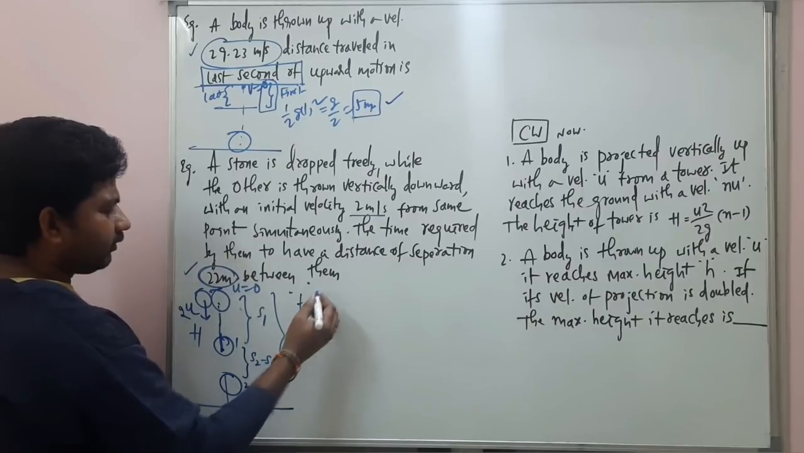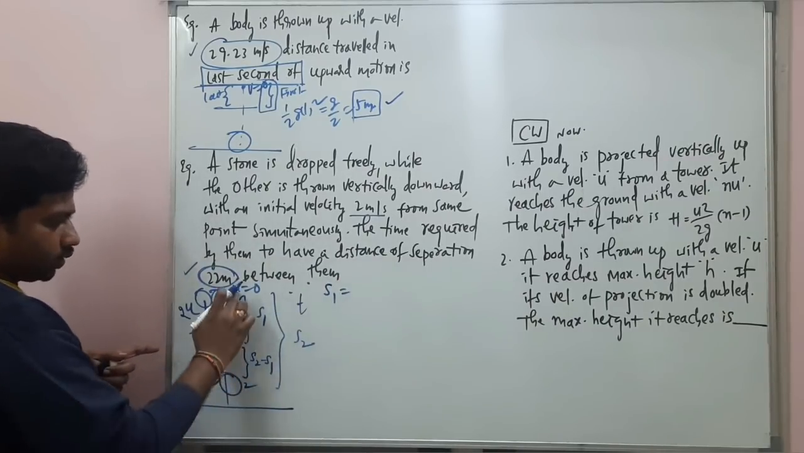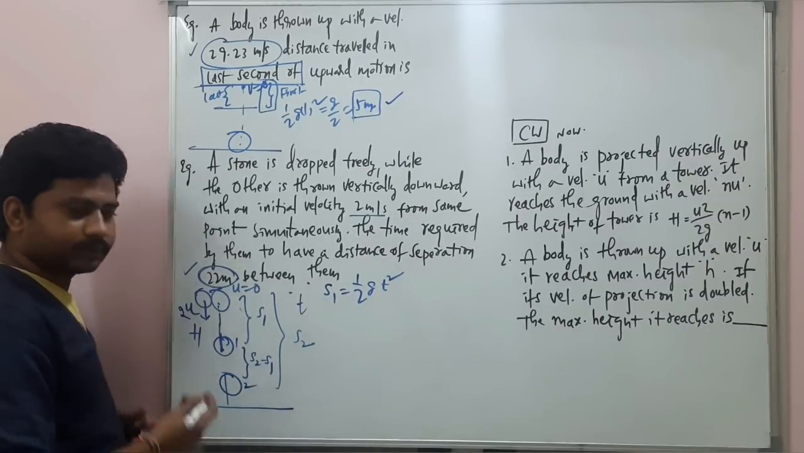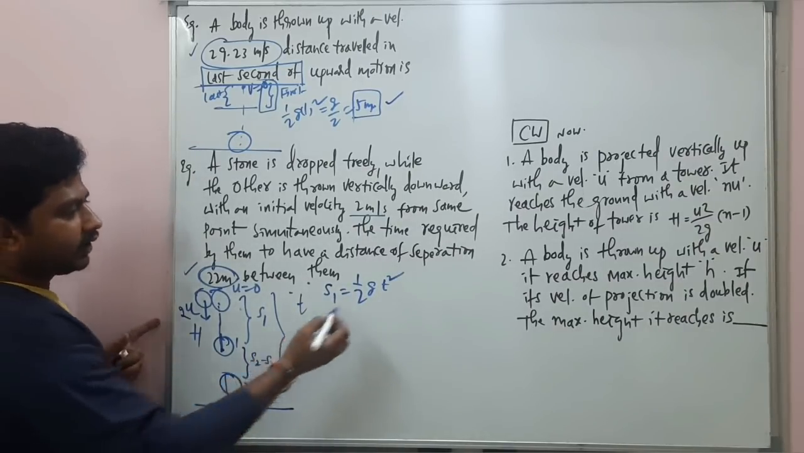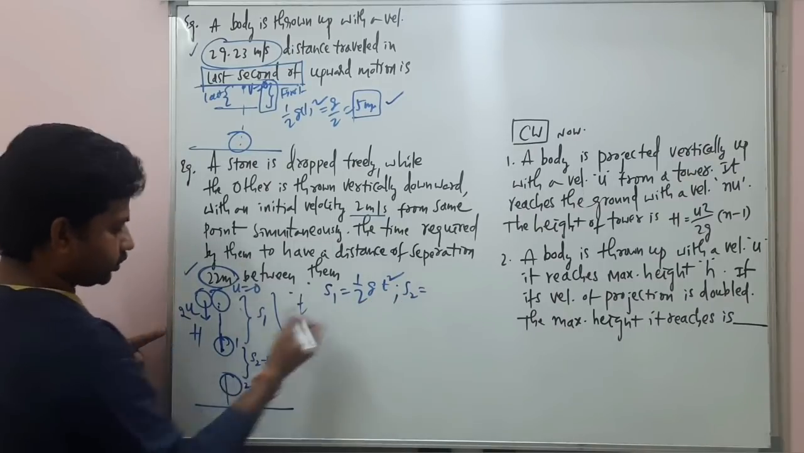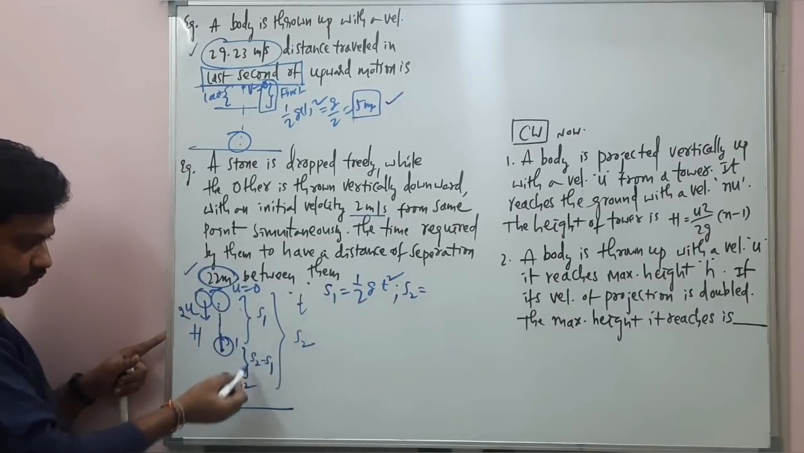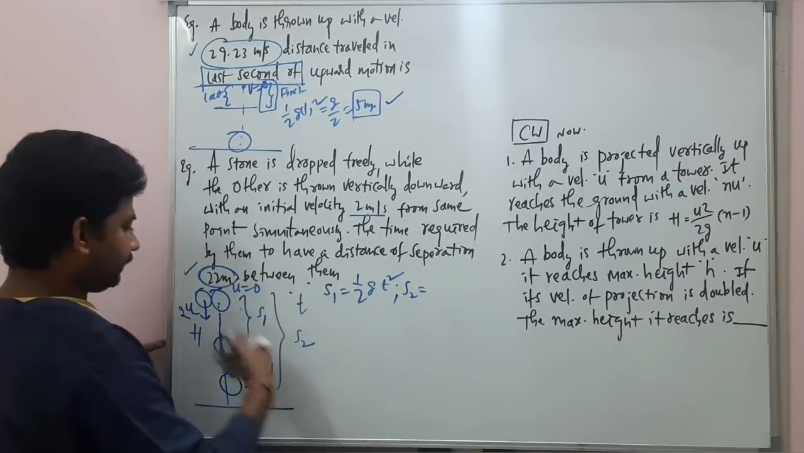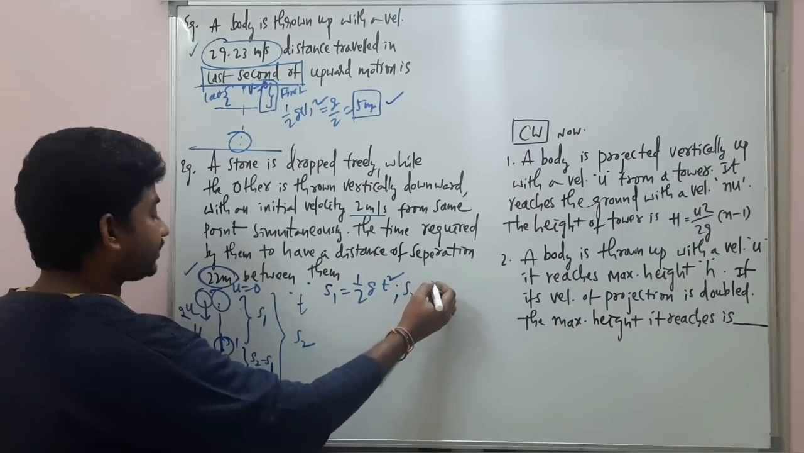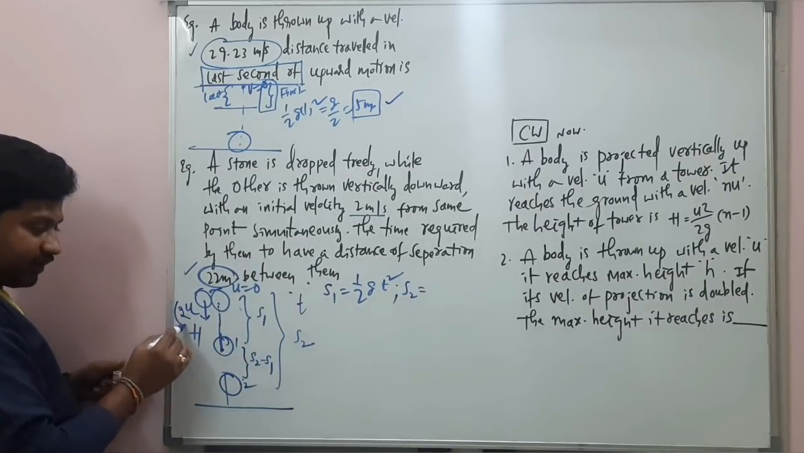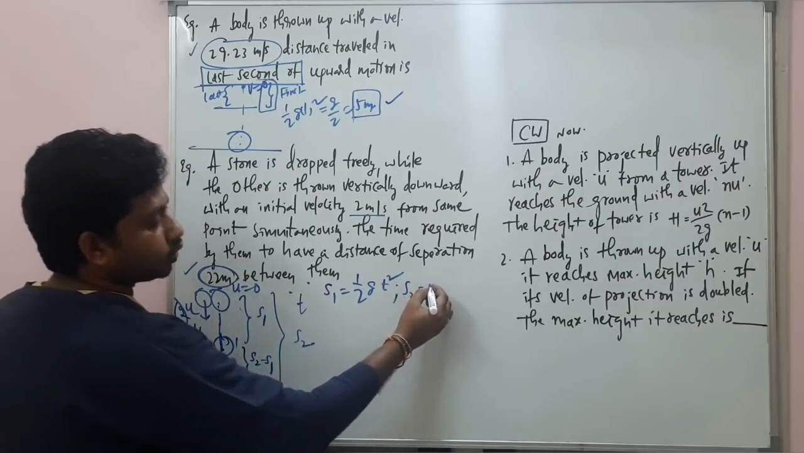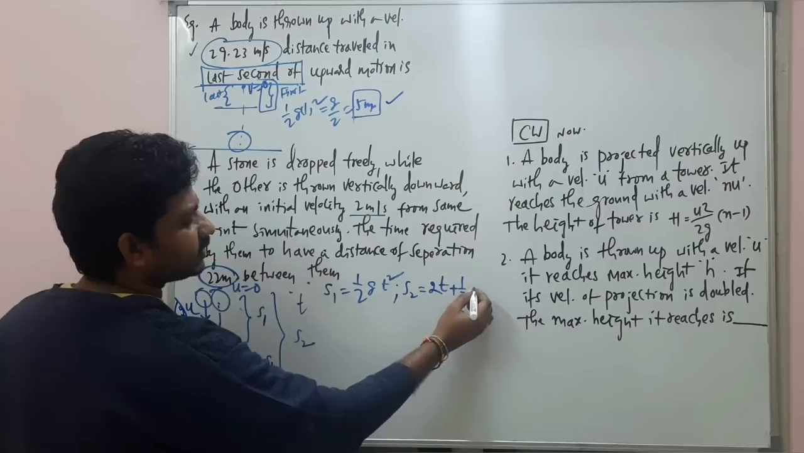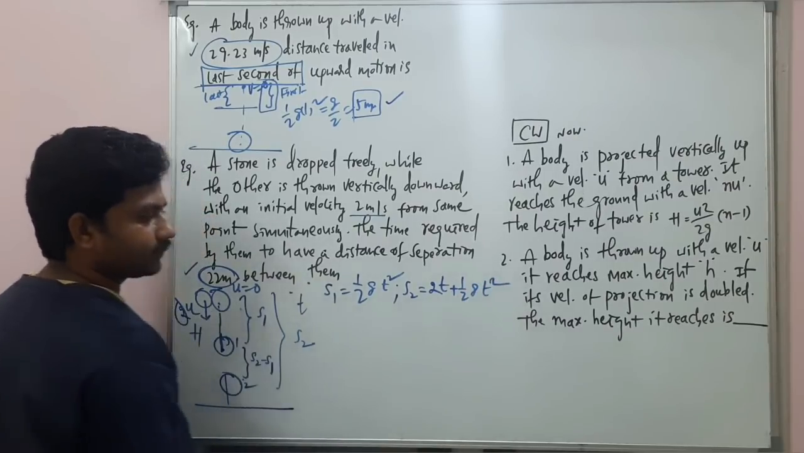Let me find S1. S1 from here to here is half into g into t square. And what is S2 here? S2 means from here to here, complete. S2 means it is thrown downwards with some velocity which is 2 meters per second, so u into t plus half g t square.